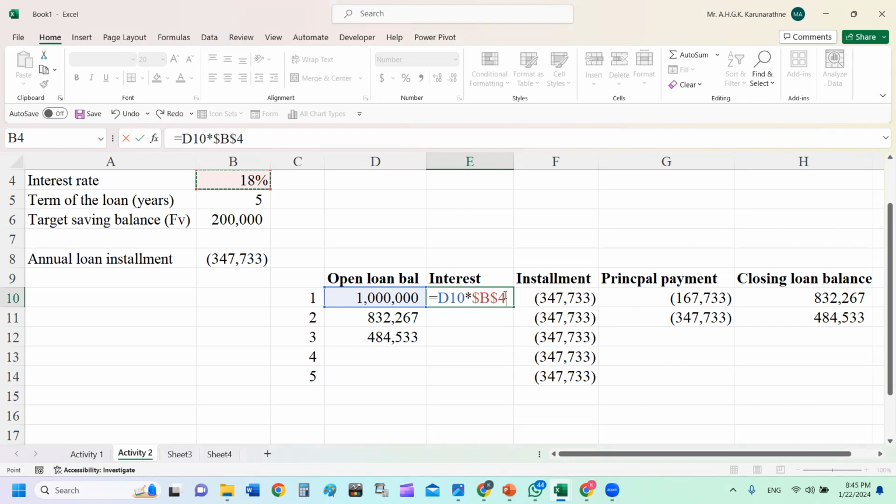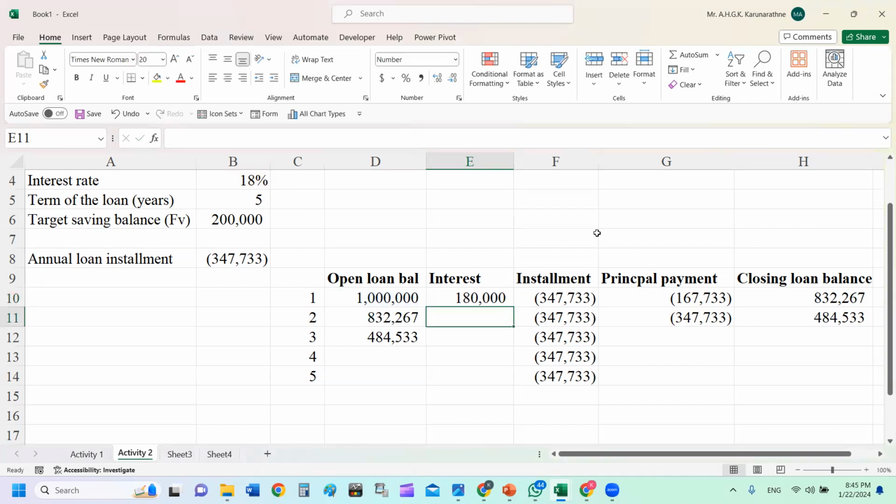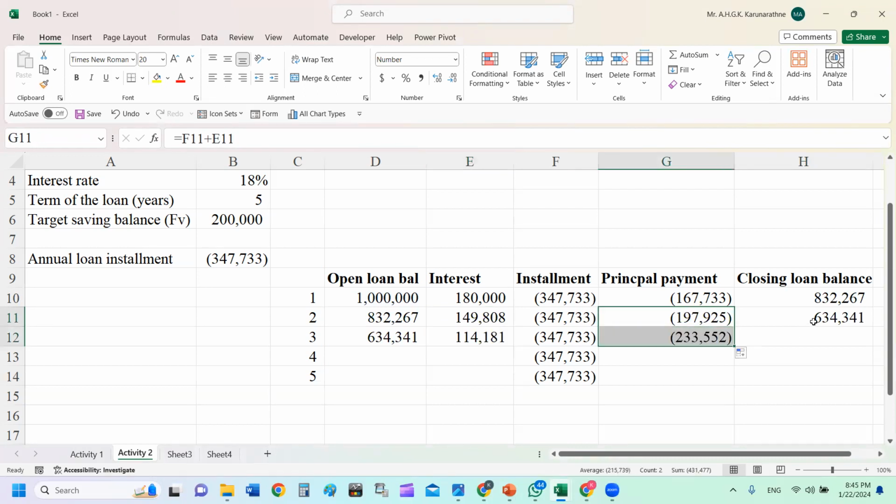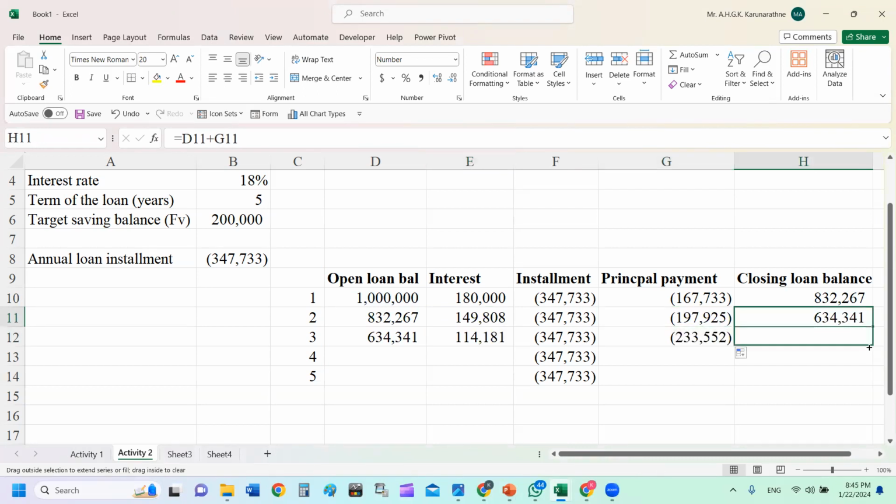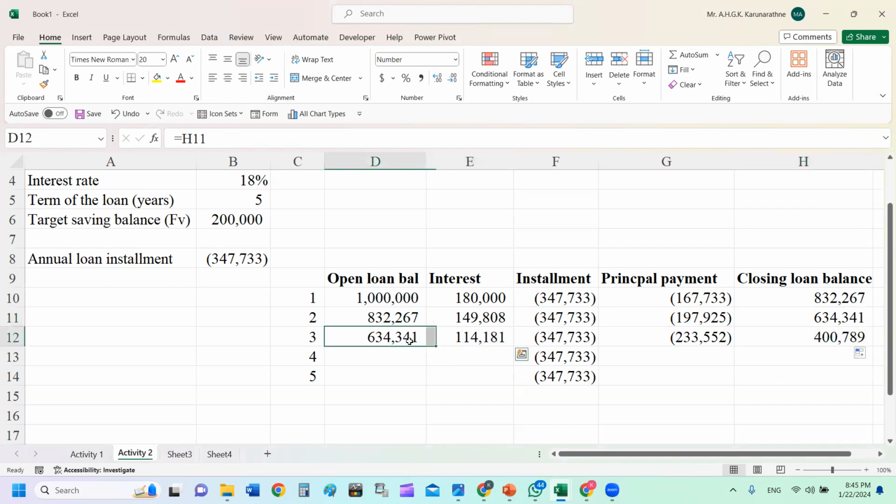Press F4 and fix it, then it should be okay. Interest for the next period should be this much. And then this closing balance becomes the open balance for the next period. Then interest for the next period should be this much. Then this should be this much. Like this, just double click. Click on this small plus mark, double click.